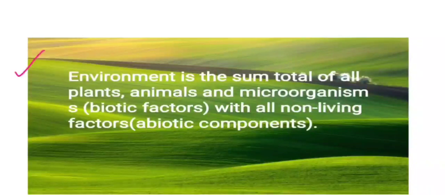Environment. Environment is the sum total of all the living beings like plants, animals, microorganisms and non-living things like temperature, air, light, water. The living things are known as biotic factors of the environment and non-living things are known as abiotic factors of the environment. In other words, we can say environment is the surroundings in which a living being lives and interacts with the non-living environment surrounding it.